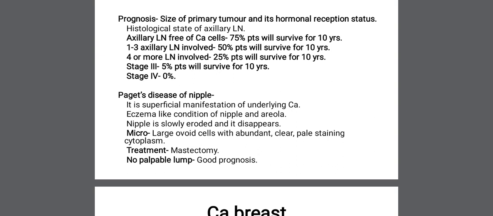Then one more disease is present in the clinical types of carcinoma of breast, that is Paget's disease of nipple. This Paget's disease is a superficial manifestation of the underlying breast carcinoma. It presents as an eczema-like condition of the nipple and areola, which persists in spite of local treatment. The nipple is eroded slowly and it will eventually disappear.